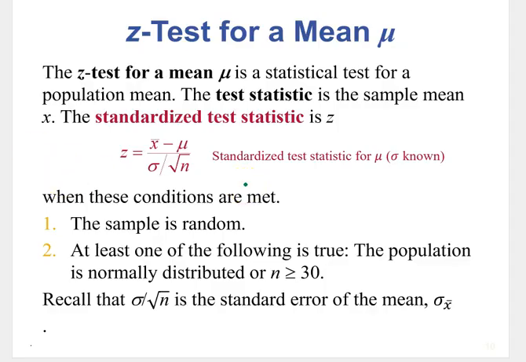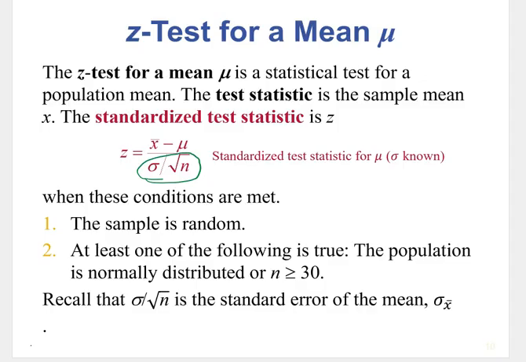Then you'll need to make sure that your sample is random, and you will need to make sure that one of the following is true: either it's normally distributed or n is greater than or equal to 30. And just remember that this adjustment in our standard deviation comes from the central limit theorem and our standard error of the mean that we talked about in a previous lesson.